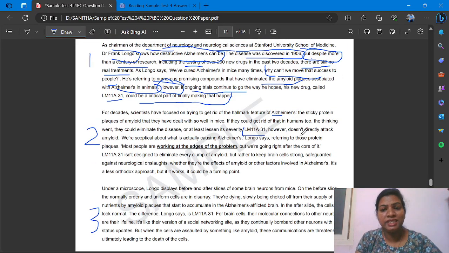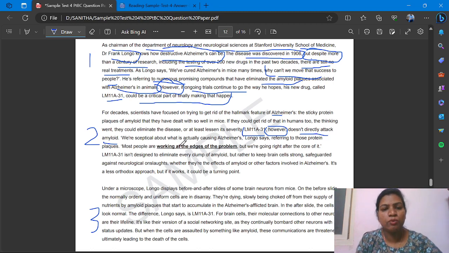LM11A31, however, doesn't directly attack the amyloid. I already told you connectors are very important in OET Reading Part B and Part C. You have to be vigilant. Whenever a connector comes, you have to read that sentence properly and understand what it is saying. There will be some connection between the question and this type of sentence. However, it doesn't directly attack amyloids.